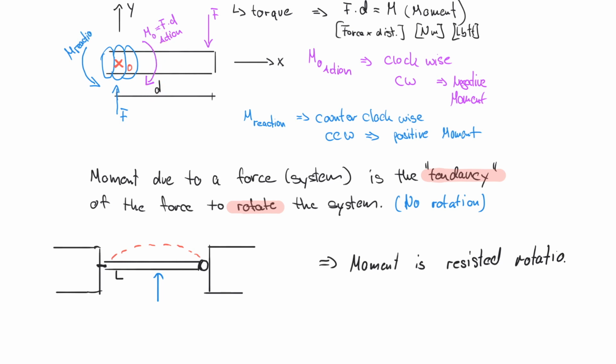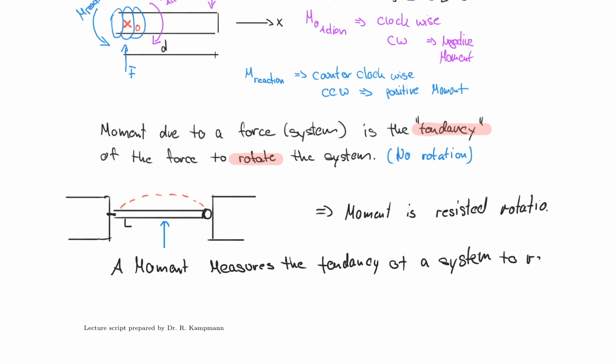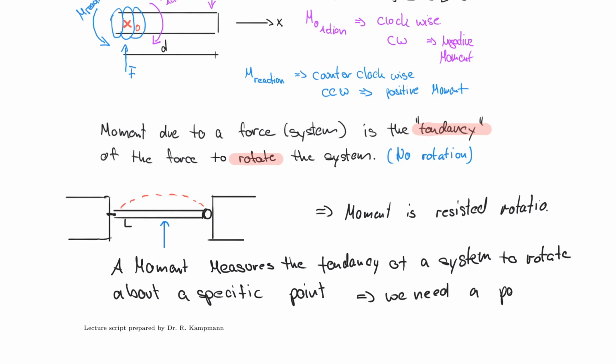And so in summary, what we need to state about that is that a moment measures the tendency of a system to rotate about a specific point. So what we need is a point of interest.